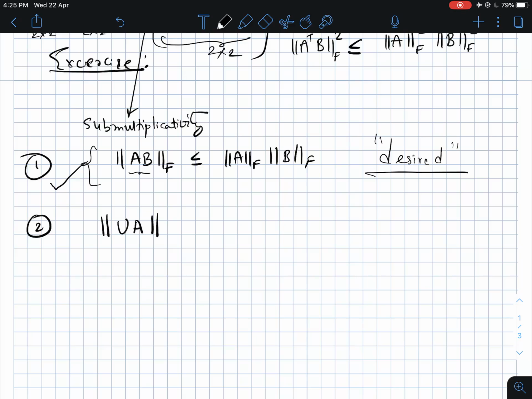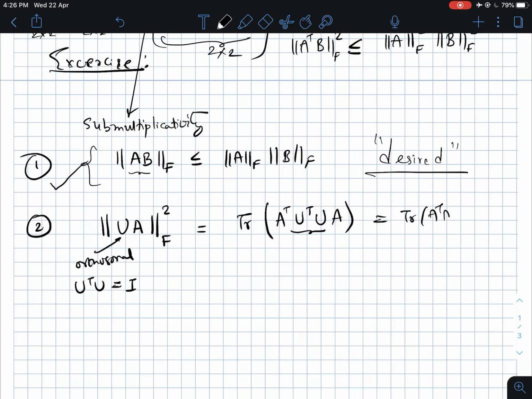Suppose you have a unitary matrix and you multiply your matrix A with a unitary matrix U. So U is an orthogonal matrix, meaning that U transpose U equals identity. When you have the Frobenius norm of UA, take the square of it and just apply the trace formula. You're going to get the trace of A transpose U transpose UA. But U is orthogonal by definition, so this is simply the trace of A transpose A, which is again the same as the Frobenius norm of A whole square.